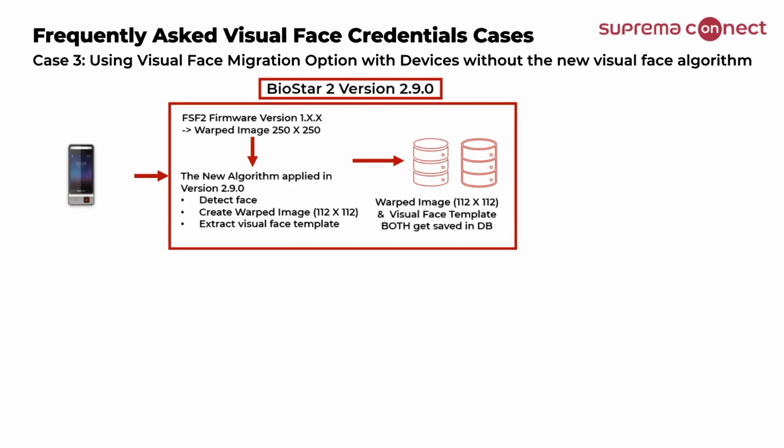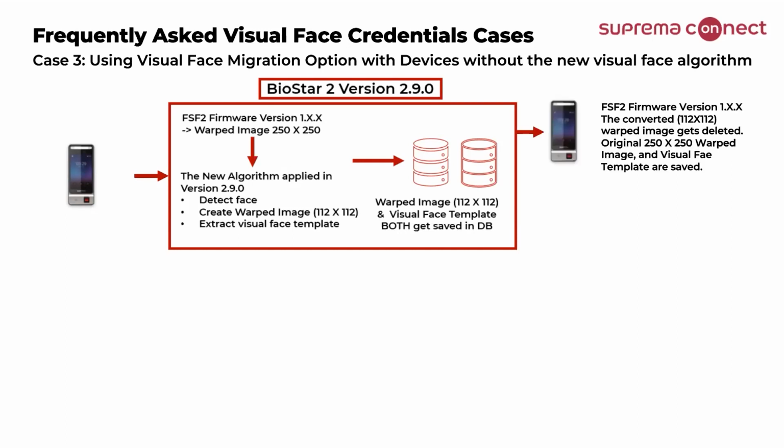What BioStar 2 version 2.9.0 will do is apply the new algorithm and detect the face from the image, and then create a new WAP image by converting the size to 112 pixels, and also extract the visual face template. And as a result, in the new DB being saved, you're going to have a WAP image of 112 times 112 with a visual face template, both getting saved in the DB. Now, if you have FSF2 firmware version 1, then this converted WAP image actually gets deleted, and only the original 250 times 250 WAP image and visual face template get saved.